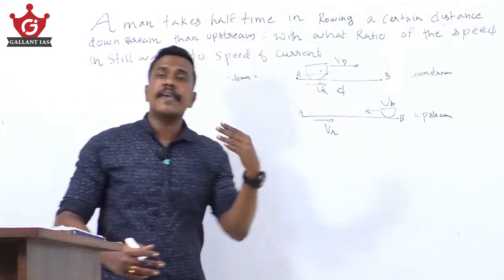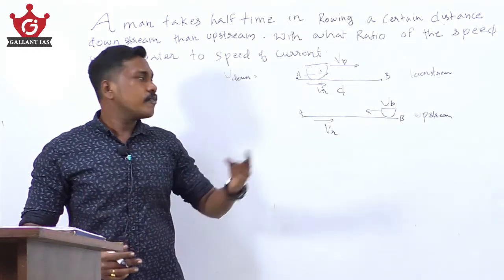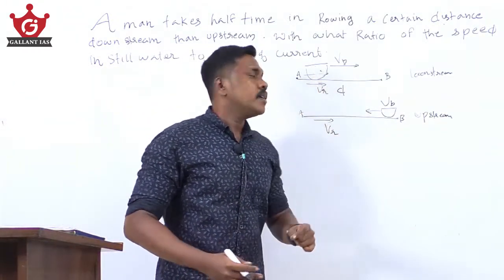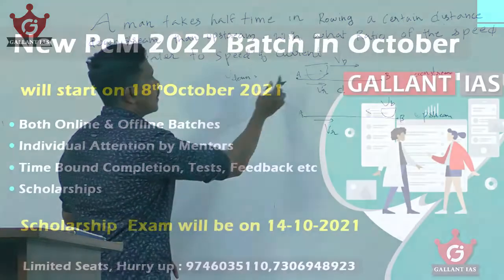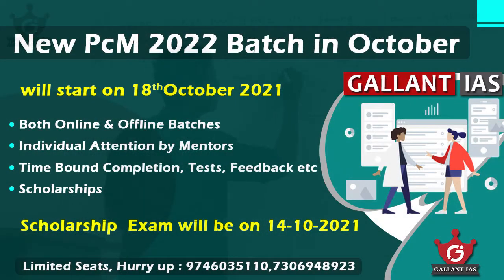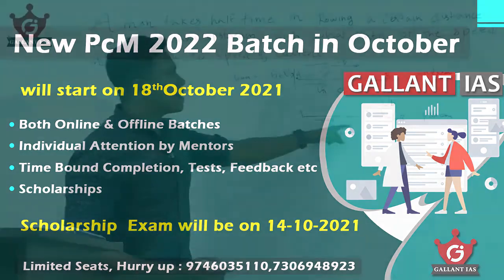The speed of the boat will be increased by a value equal to the speed of the stream. So the downstream velocity is nothing but VB plus VR. Okay, so downstream velocity is VB plus VR. Now consider the upstream case.